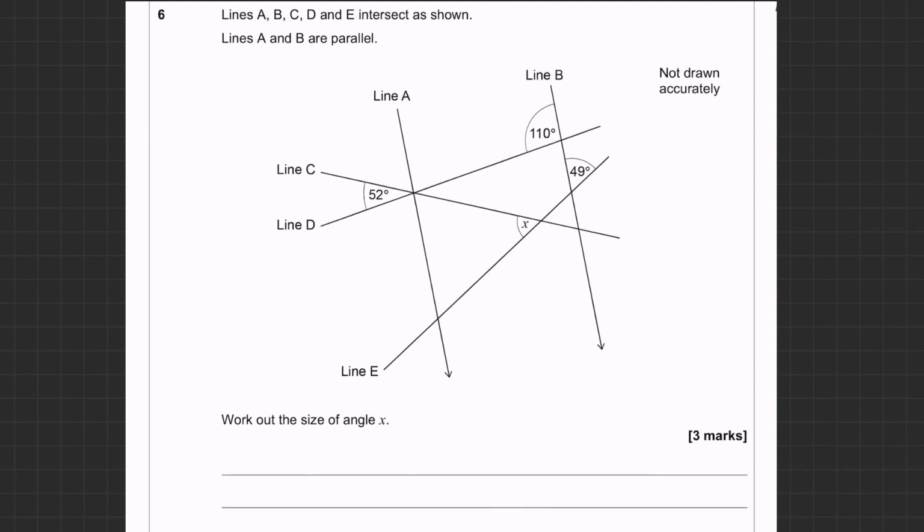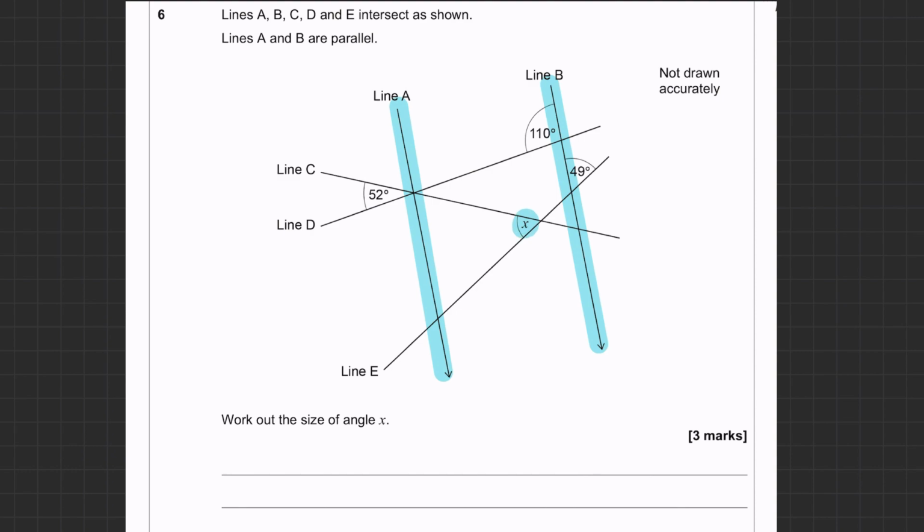Question 6. Lines A, B, C, D and E intersect as shown. Lines A and B are parallel. So actually this line here and this line here are both parallel. This is really important in a short while. So what it says is to work out the size of angle X, which we can see here.